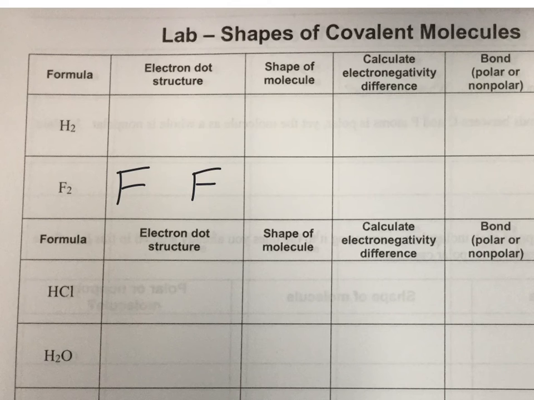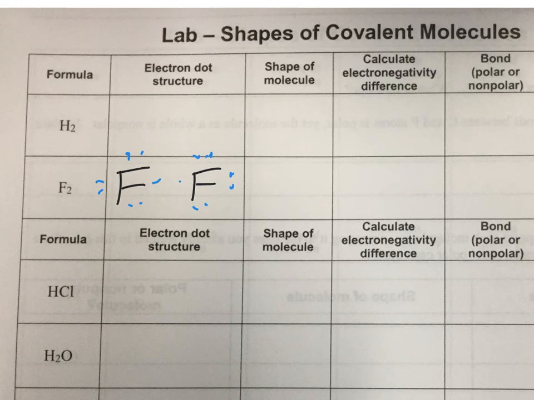8. And fluorine is in the halogen group, so how many dots does it have? 7. It has 7. So you're going to have 1, 2, 3, 4, 5, 6, 7. Okay, and that goes for the other side as well. 1, 2, 3, 4, 5, 6, 7. Now, I always leave the empty spaces next to each other because this is where they're going to bond.